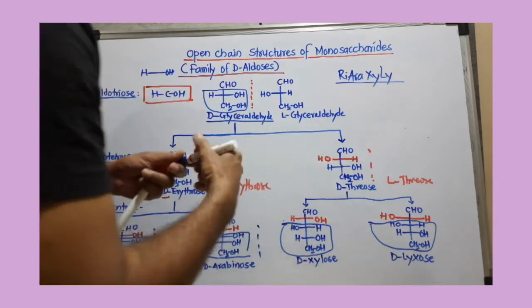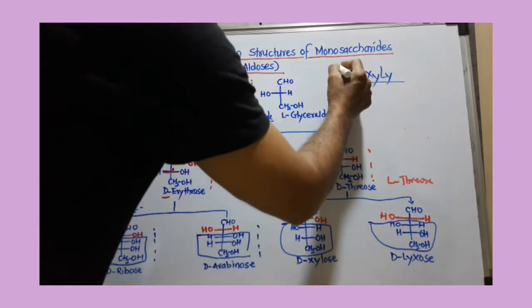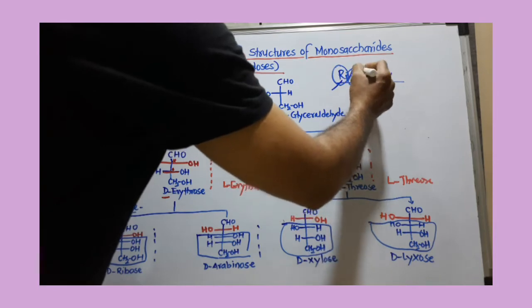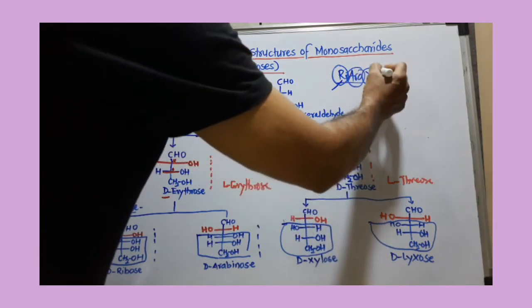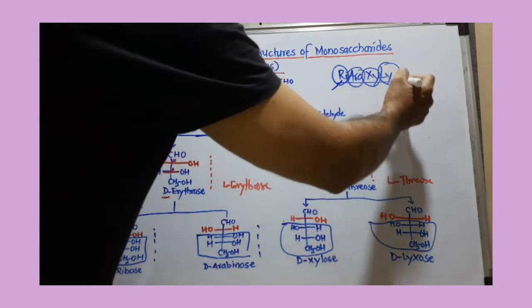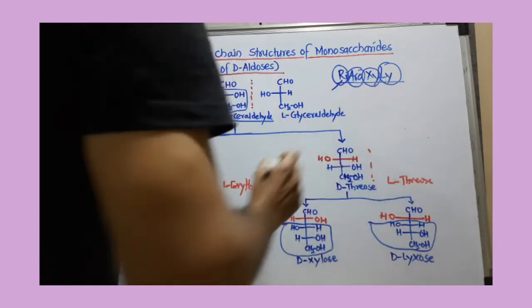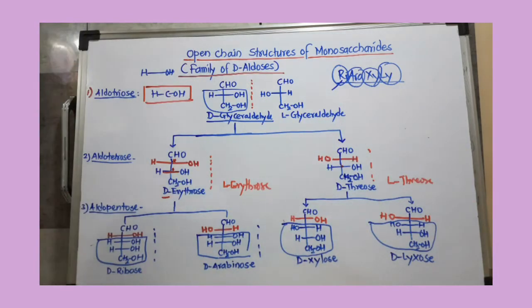So Re-ara-xyli means what? Ribose for these two letters. Ara means arabinose, xy means xylose, and li means lyxose. So in this way you can remember the four names, and in fact the four aldopentoses.